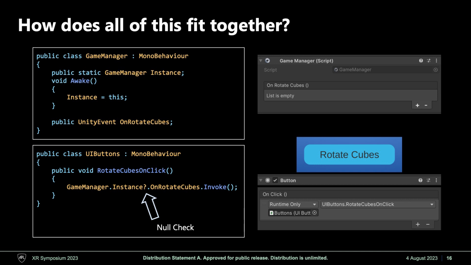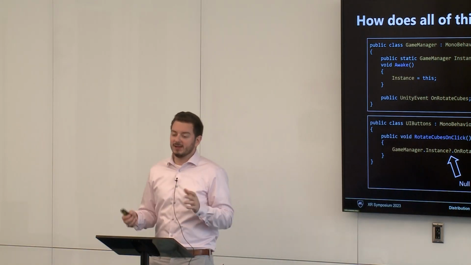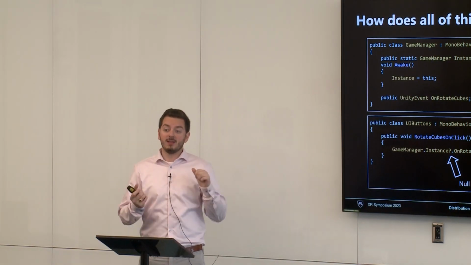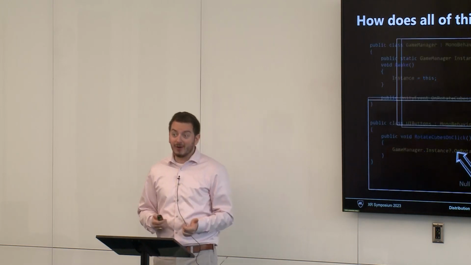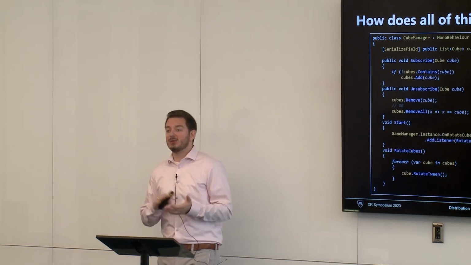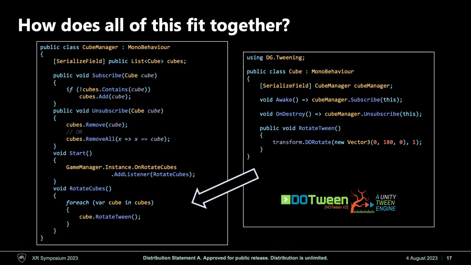And so we don't need a whole if statement just to check all of this. We just throw that in there, one little character. It's a very easy way to make sure that we're doing this. Then we say onRotateCubes.Invoke. So basically, what this does is any time that we click the button, the event is going to run.